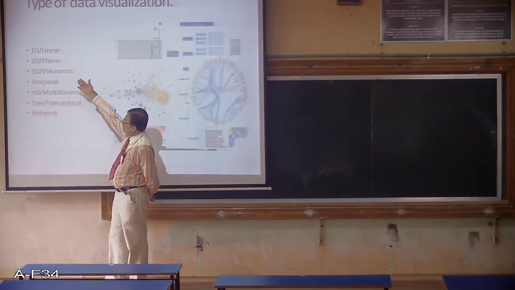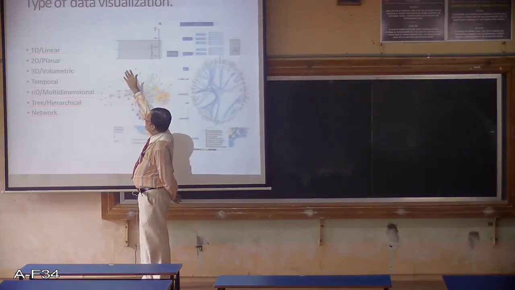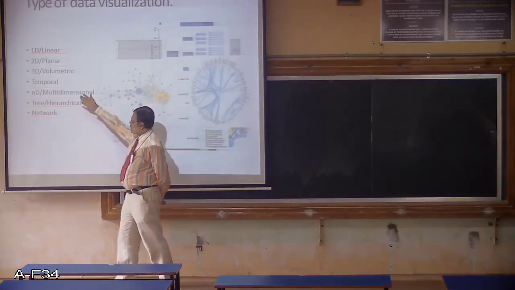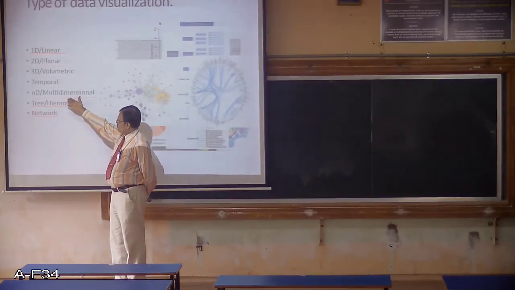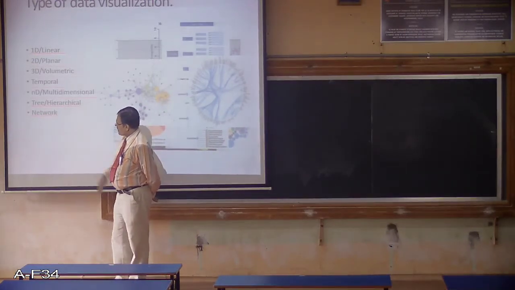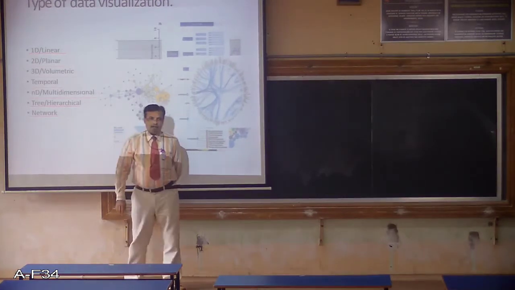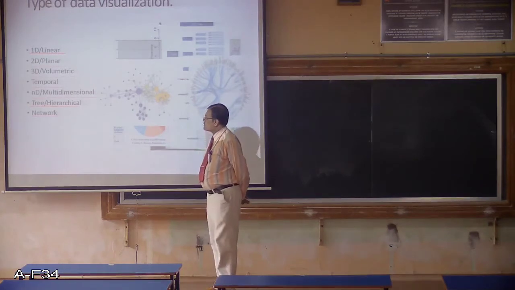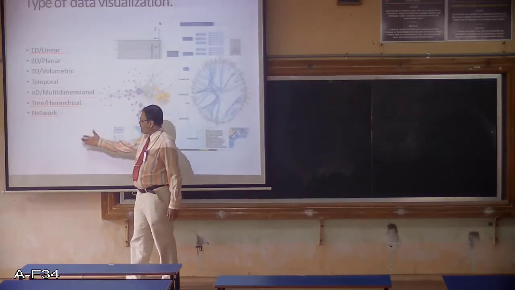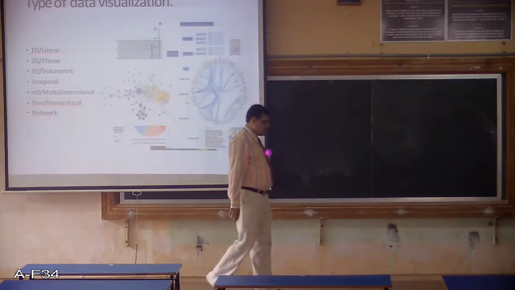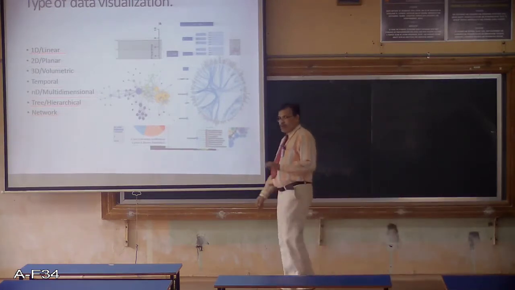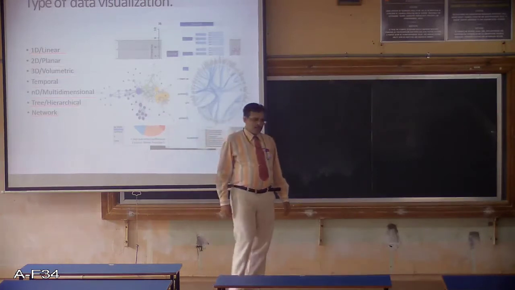The first one is one-dimensional, also called linear data visualization. Second, 2D or planar. Third, 3D or volumetric. Fourth is temporal data visualization. Fifth is n-dimensional, that is multidimensional data visualization. One more is tree and hierarchical data visualization, and the last one is network data visualization. Amongst these, the simplest is one-dimensional data visualization, and the most complex is network data visualization. Let us highlight some of these techniques and also the tools that are used under these types.